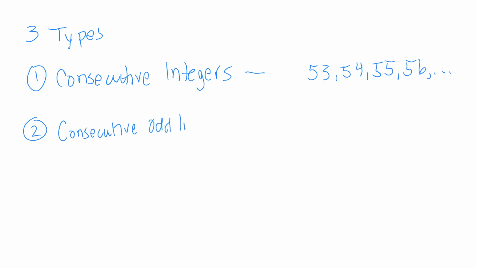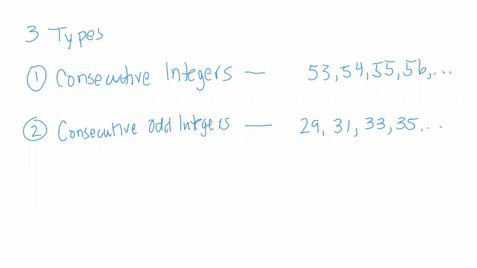odd integers. What's a little bit different here is all of the integers that we're going to look at have to be odd numbers. So we could have something like 29. We would skip 30 because 30 is even and we go to 31. We skip 32 and go to 33. We skip 34 and go to 35.